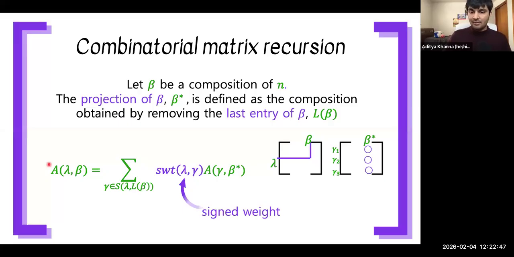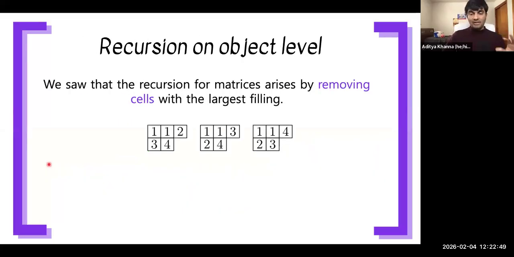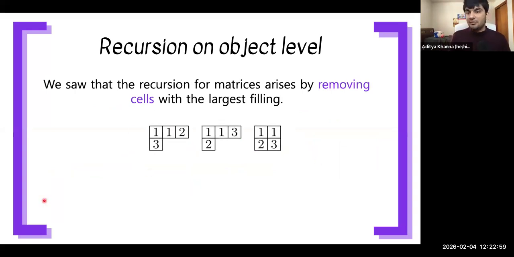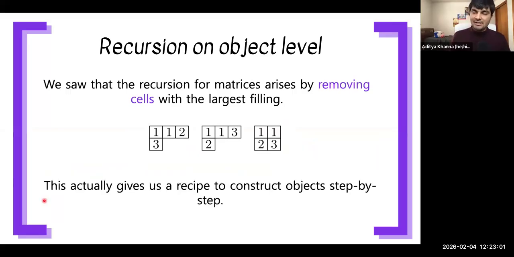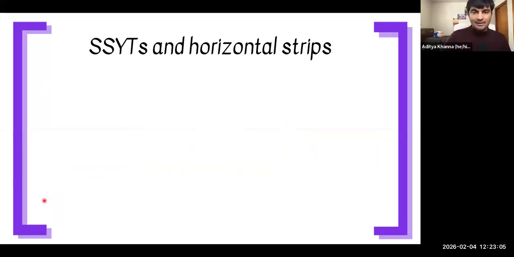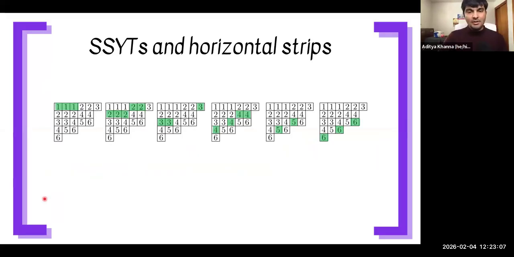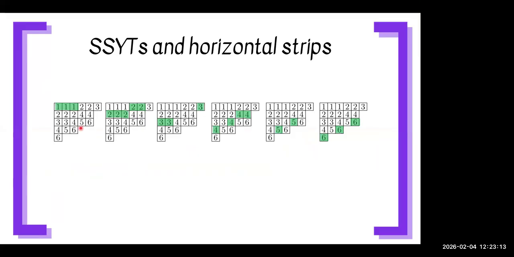So this is the setup that we are dealing with. What does this look like on an object level? When do matrices show this behavior? So what did we do? We took this tableau and we removed the largest entry. And this actually gives us a recipe to construct these objects iteratively. So in this particular case, I have these semi-standard Young tableau and I've shaded all the cells with the same filling.